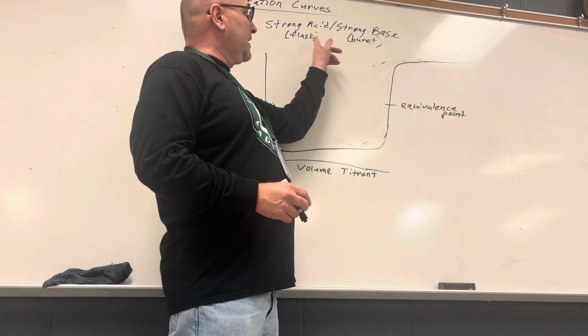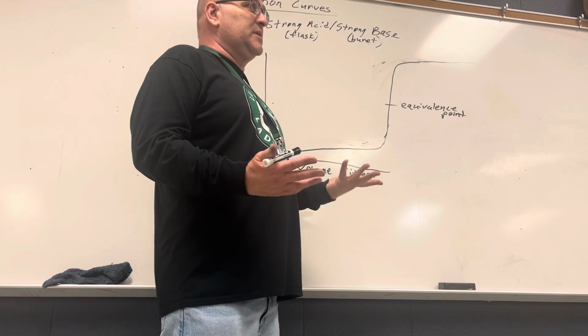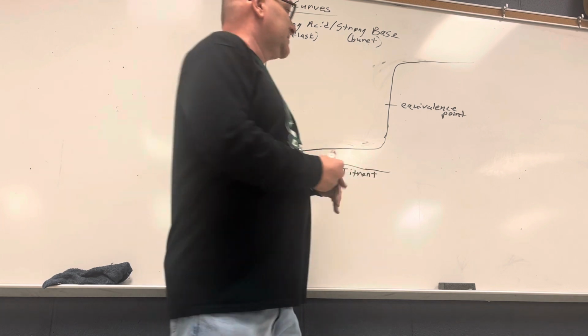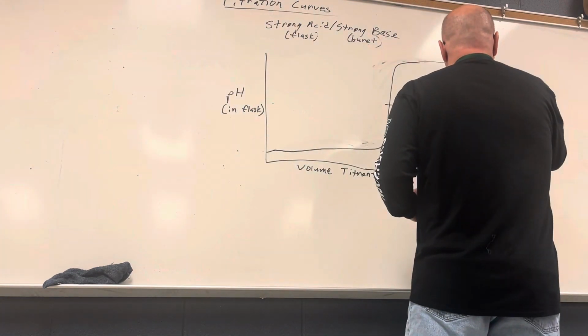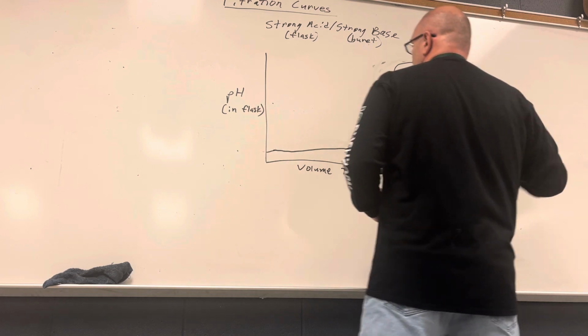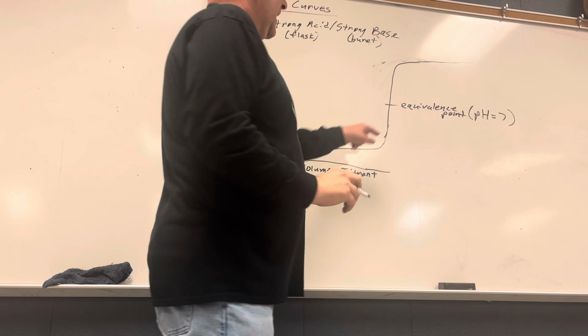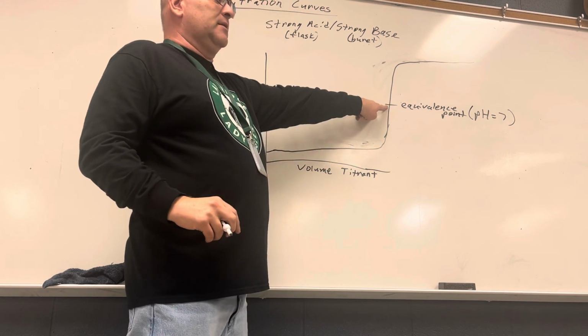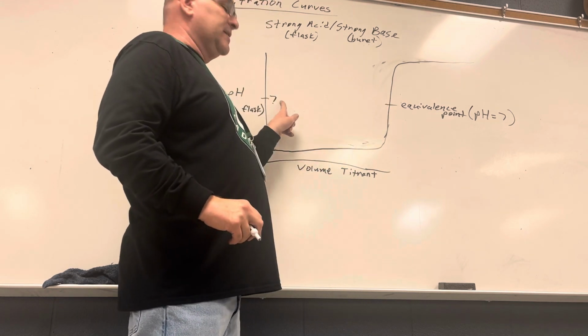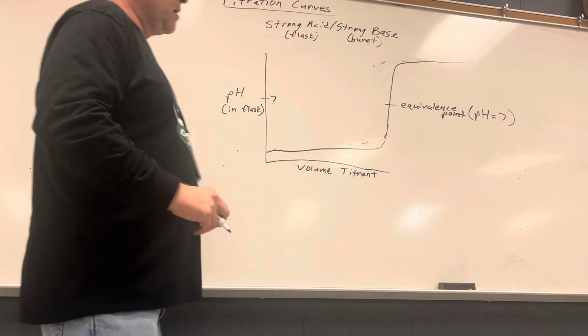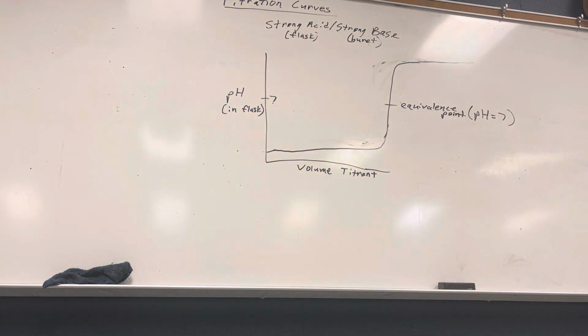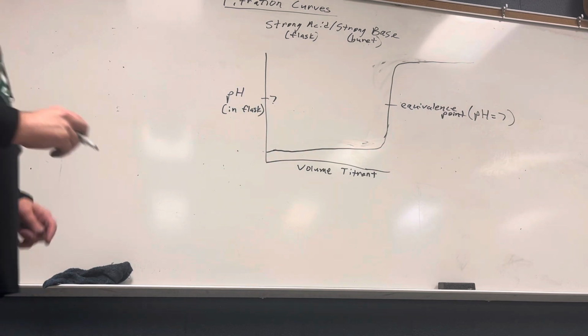So with a strong acid, strong base, what did we say the pH was at the equivalence point? 7. So I have to make sure that I draw my curve such that the middle of that steep portion is at pH 7. That's the most important thing you need when you're drawing a curve. And again, you may not have to draw a curve.